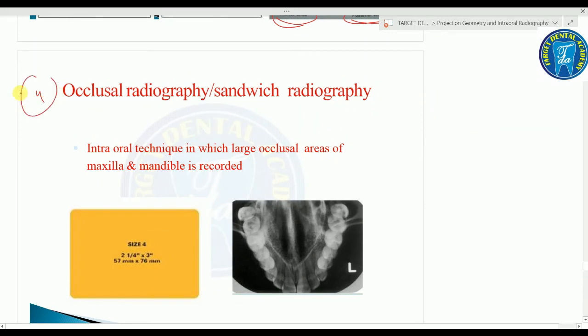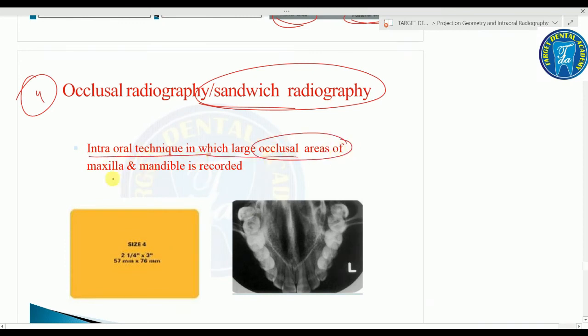The fourth and last one is the occlusal radiography. It is also known as sandwich radiography. It is an intraoral technique in which the large occlusal areas of the maxilla and the mandible are recorded. The size we use is size 4, that is 57 mm by 76 mm.